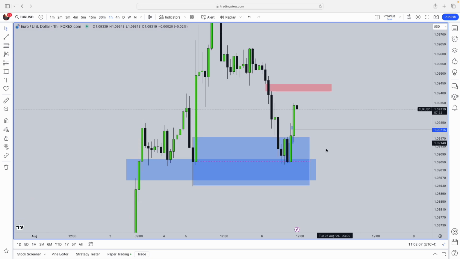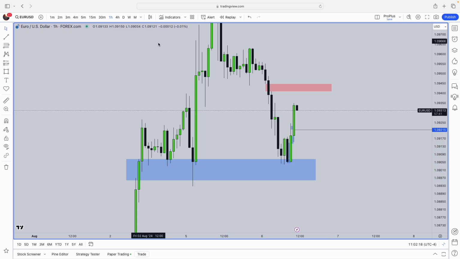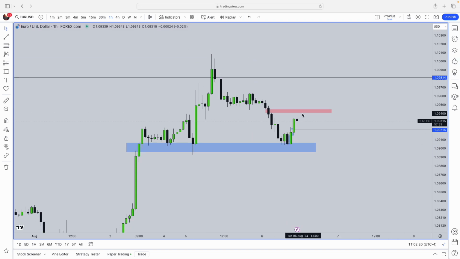So look at the mean threshold. I was respecting that. Look at that there. That's quite neat. So we've had 4 hour BISI, mean threshold here of the order block. So that's two reasons why price potentially could bounce.